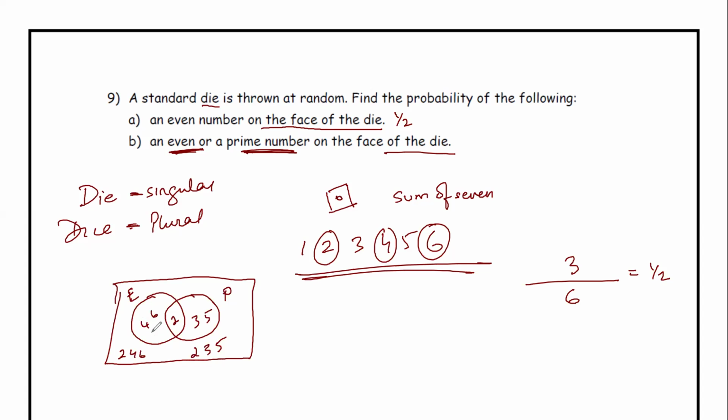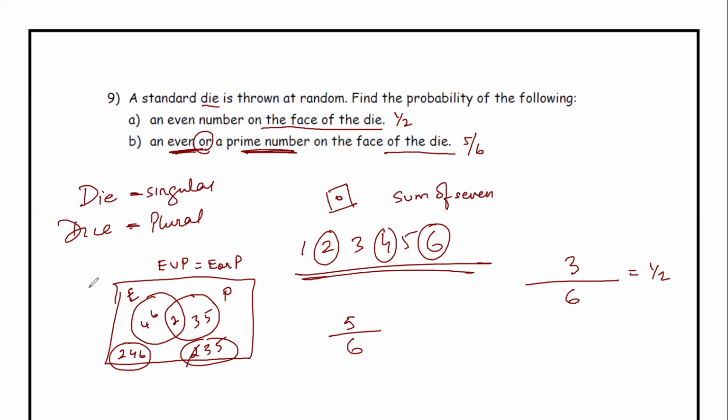So if you simply have to count, the event out here is 1, 2, 3, 4, 5. So 5 numbers, even or prime on the face of the dice. That's E union P, which is E or P in your Venn diagram language. So you got 5 out of 6. That's your answer, 5 by 6. You can simply write down 2, 4, 6, 2, 3, 5. 2 is already counted, so don't count it again, and that's 5 out of 6. That's how you can do it.